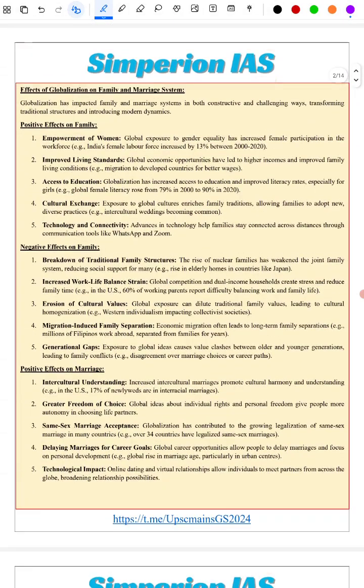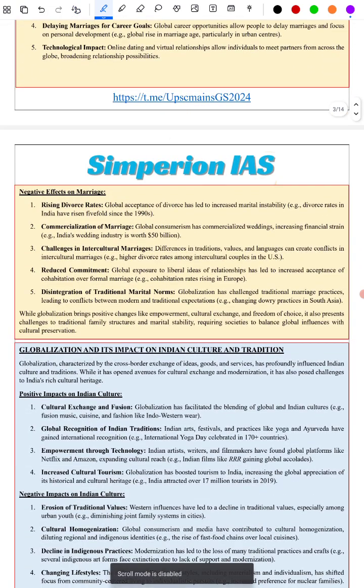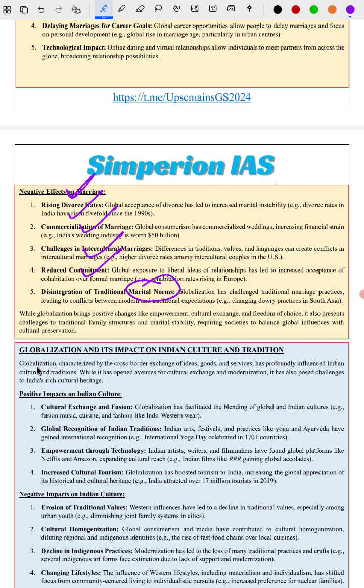Next, we have covered the effect or impact of globalization on the family and marriage system. We have covered the positive effect on family, negative effect on family, positive effect on marriage, and the negative impact on marriage. We have covered 5 points each. In the negative impact on marriage: increasing divorce rate, commercialization of marriage, challenges emanating in intercultural marriage, reduced commitment, and disintegration of traditional marital norms.